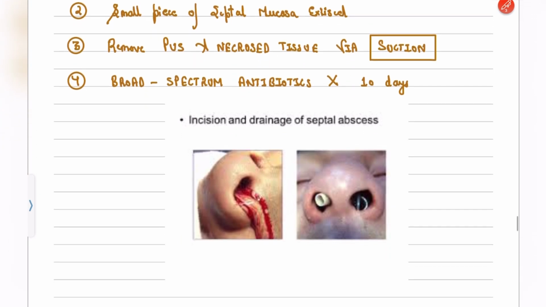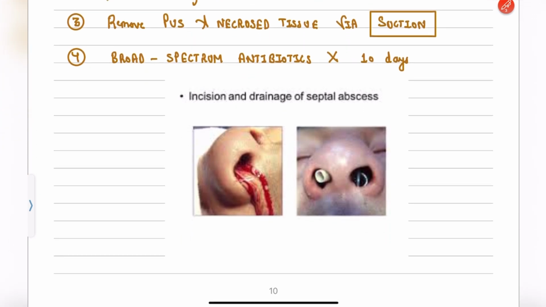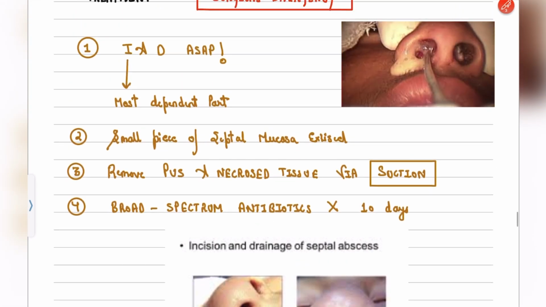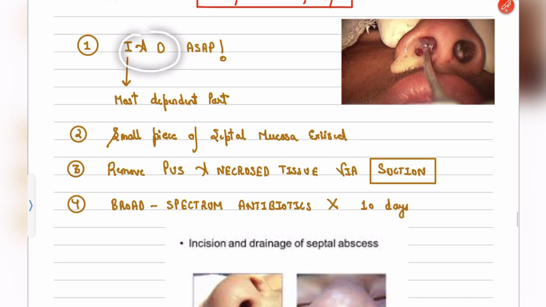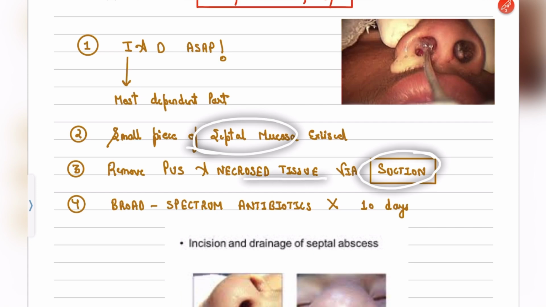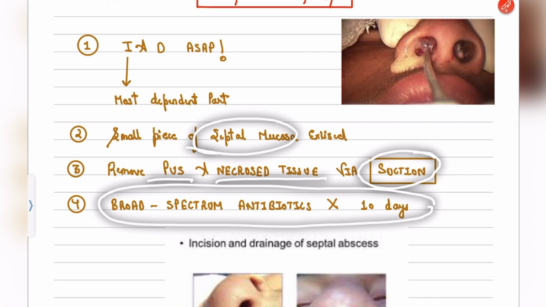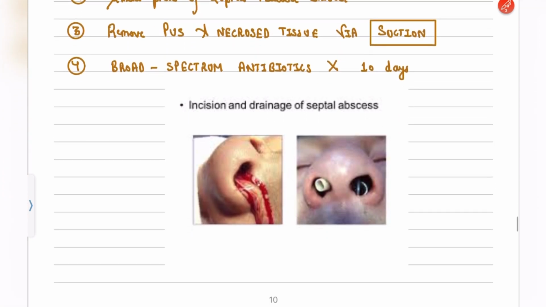So I've attached an image. This patient underwent I&D, incision and drainage, for drainage of septal abscess. Right here you can see the central portion is the pus, and then we can also see the blood portion, and then the patient underwent nasal packing to prevent further refilling. So what we do: incision and drainage, we remove some part of the septal mucosa, with the help of suction we remove the necrosed and dead tissue, and we give broad spectrum antibiotics for 10 days since it's an infective pathology.